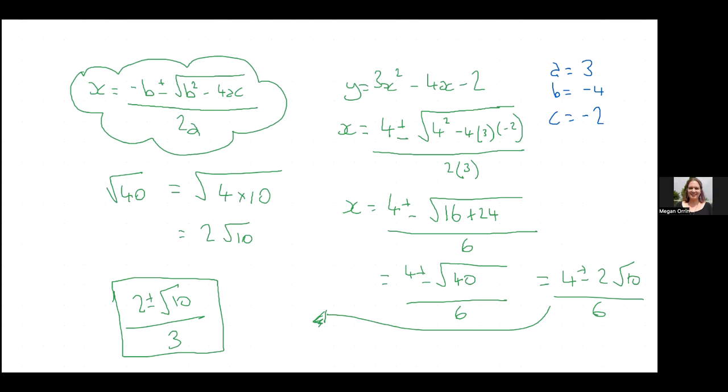So if I said root 98, how could I simplify this? What factors of 98 can be square rooted? 2 times what? 2 can't be square rooted. Okay, can one of those be square rooted? Yeah, so I have 7 root 2, right?